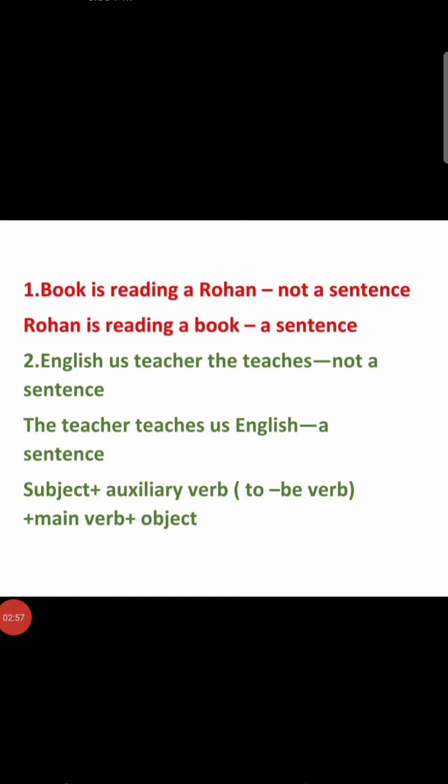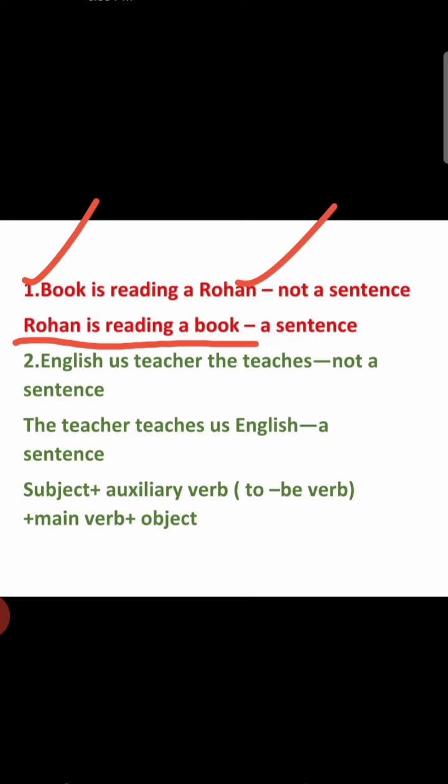Now students, let me tell you some groups of words that are already written here. Number 1, book is reading a Rohan. If I say this group of words to you, does it make any sense? I think it's not. But if I tell you to rearrange these words and make a meaningful sentence out of them, then you will say that Rohan is reading a book. It is a sentence. So the first group of words is not a sentence, but the next line you can say is a sentence.